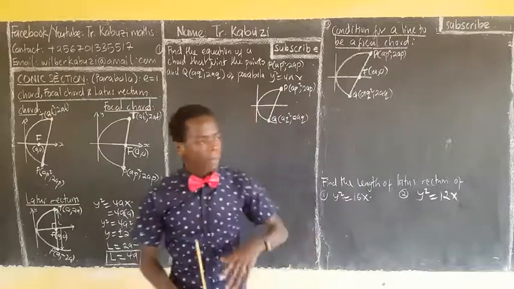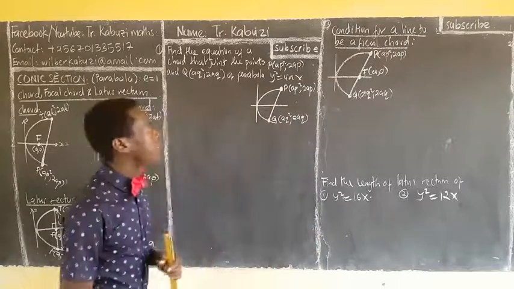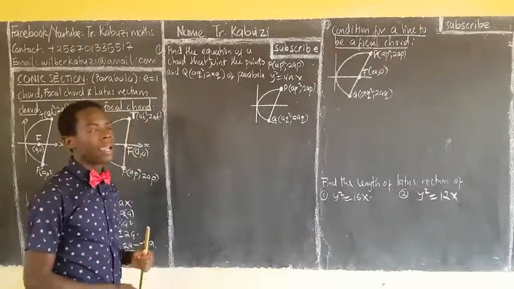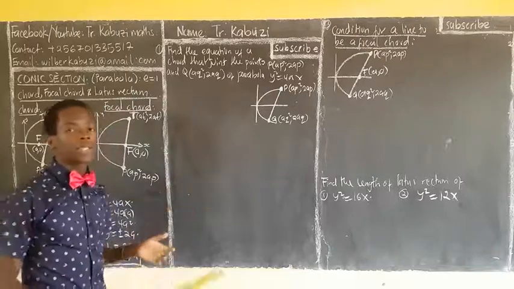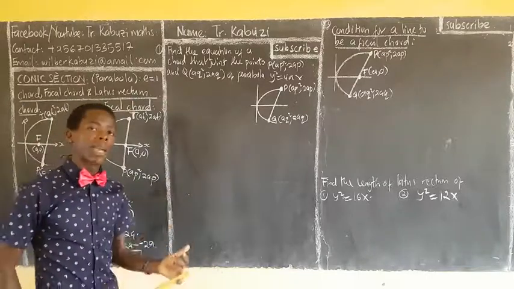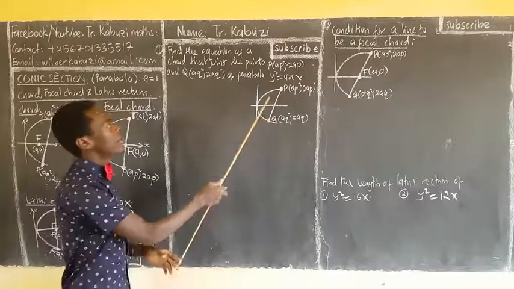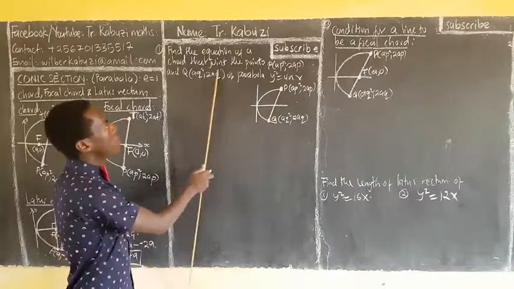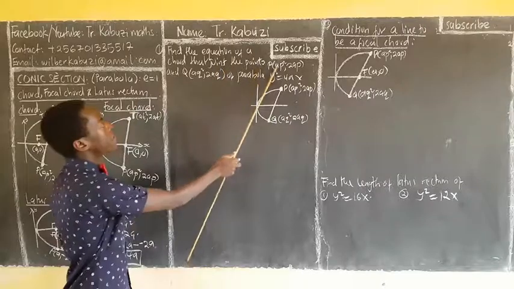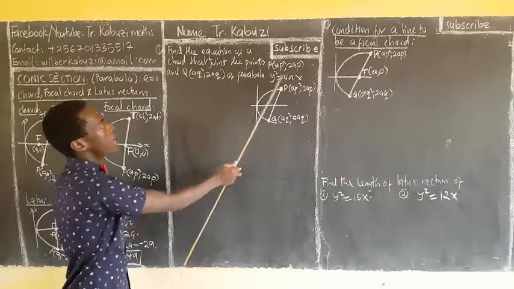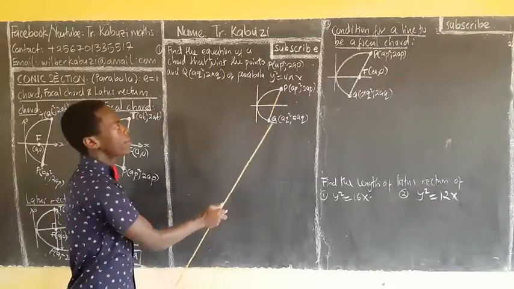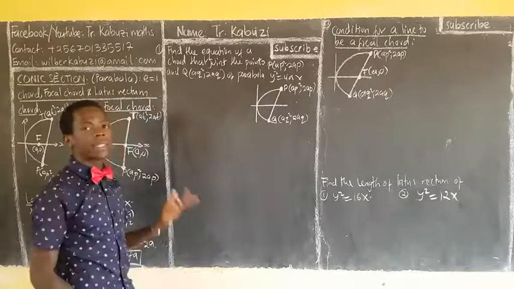Now, how do we get the equation of a chord? Remember, a chord is a line. Always know that to get the equation of a line, we need a point where it passes and its gradient. Now, we want to find the equation of a chord that joins the points P and Q of a parabola. We know that it passes through these two points. So we already have the points, so we are missing the gradient.